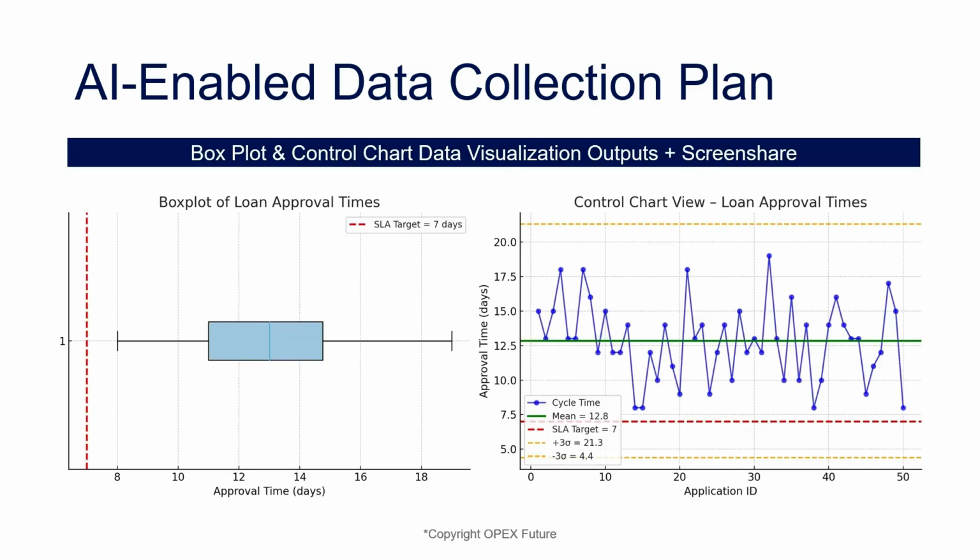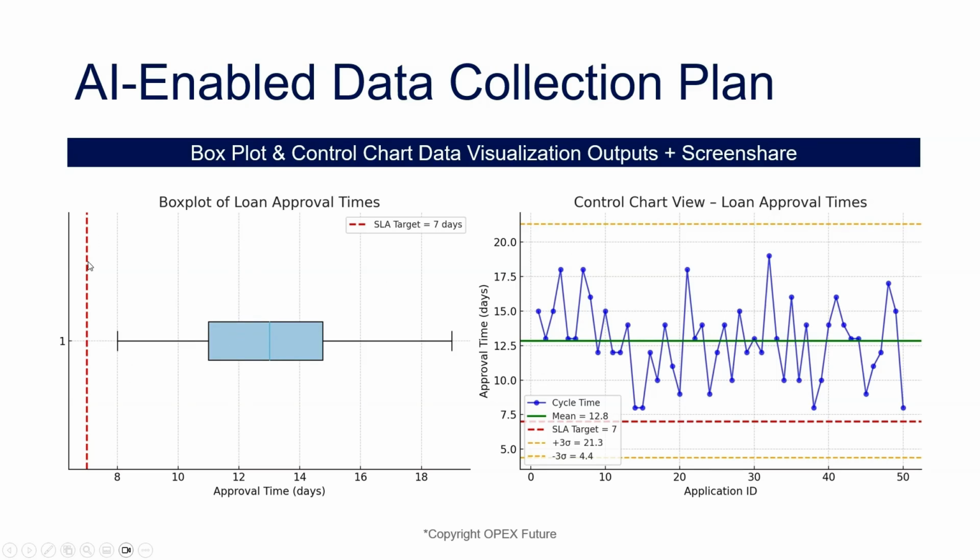Here are the additional data visualizations. So you can actually get additional views and additional looks. You can take your pick really and see which one resonates with you, resonates with the audience for showing how this process is performing. This is another representation. We've got a box plot of the loan approval times on the left. We've got a control chart of the loan approval times on the right.